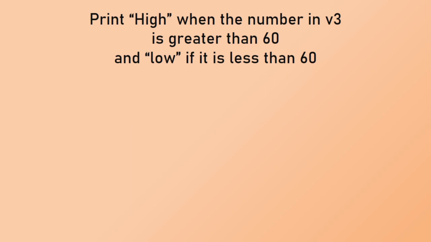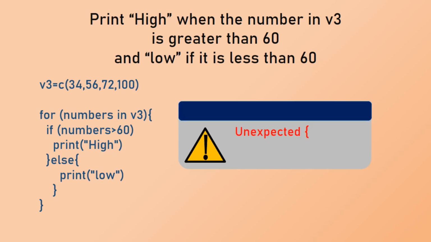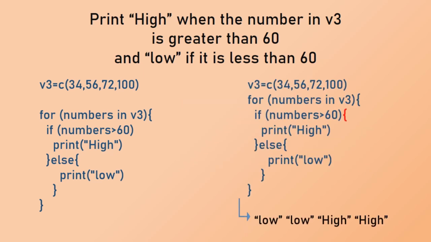In another case, I have typed a script that prints high for a number more than 60 in vector v3 and prints low for a number less than 60 in vector v3. Here I have created a numerical vector with different numbers. Then I have written a for loop which will go through all the values in v3. Inside the for loop, I have added if-else statement for printing different outcomes. I will again encounter unexpected curly bracket error which is due to the absence of one or more curly brackets in the statement. If I add the curly brackets at the right place, I will not see an error and the statement will run to give the desired result.